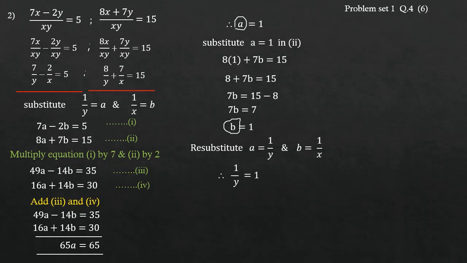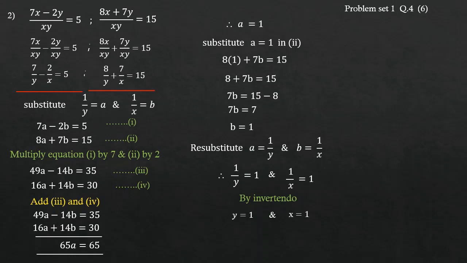So we get 1 upon y is equal to 1, and 1 upon x is equal to 1. Now again we do invertendo. So 1 upon y ka ulta y, 1 ka remains as it is, so y ka value 1. And similarly, for the next one, we are getting x ka value also 1.